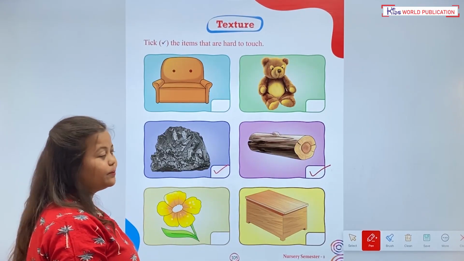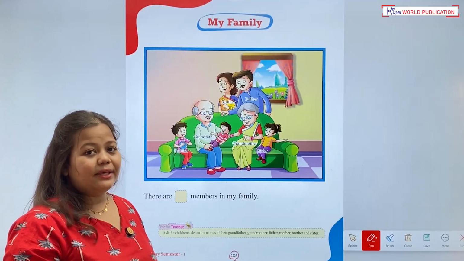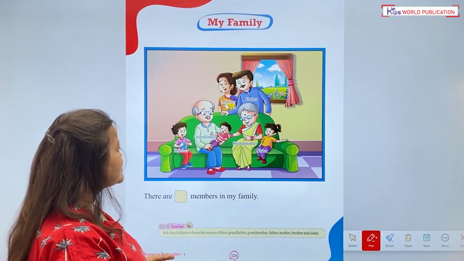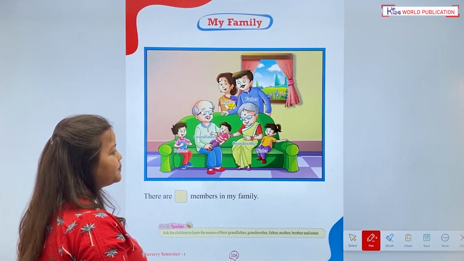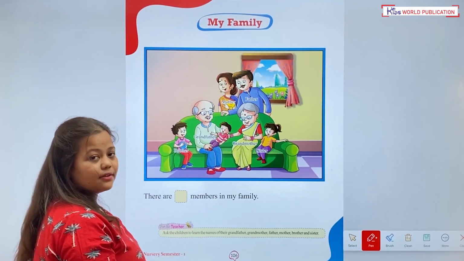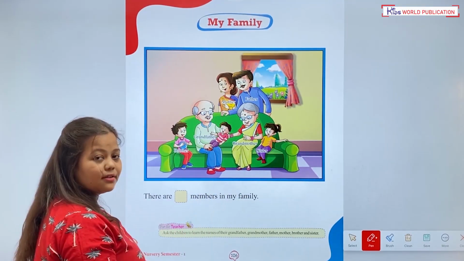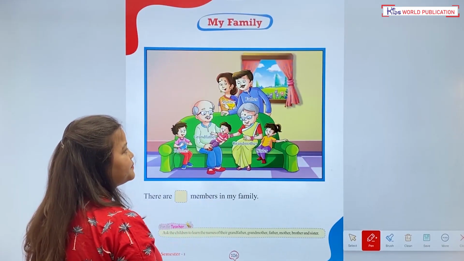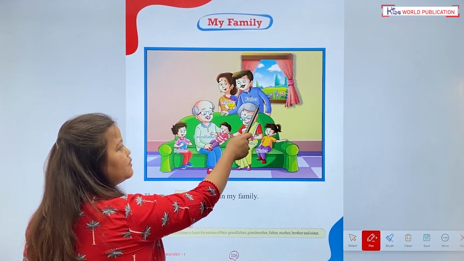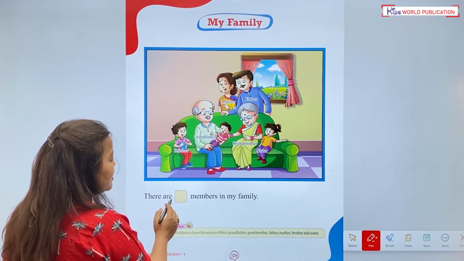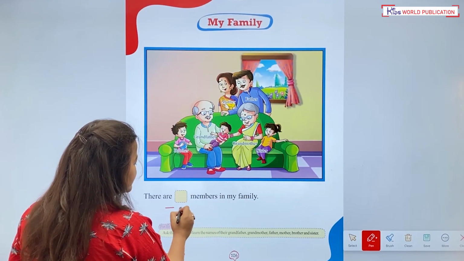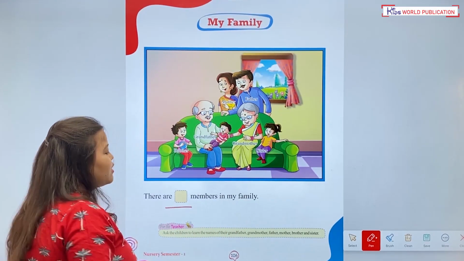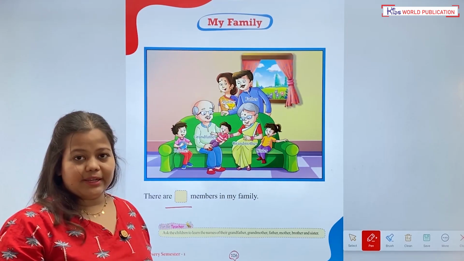Table. No. My family. So kids, we will learn about our family. Brother, grandfather, grandmother, sister, mother, father. There are dash members in my family. So kids, here you write the number of members in your family.